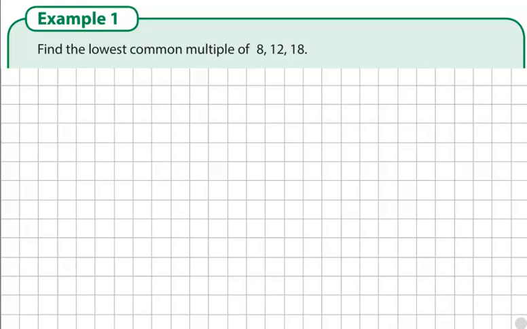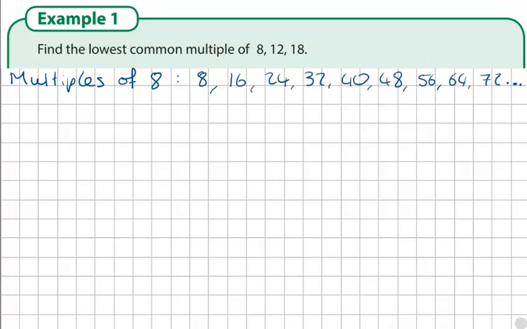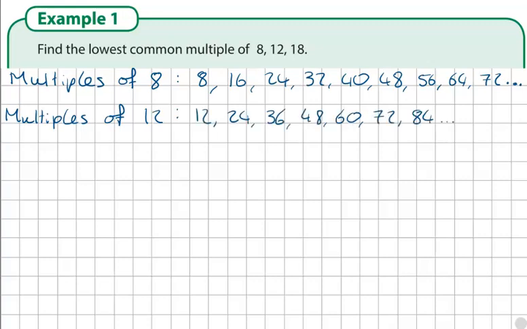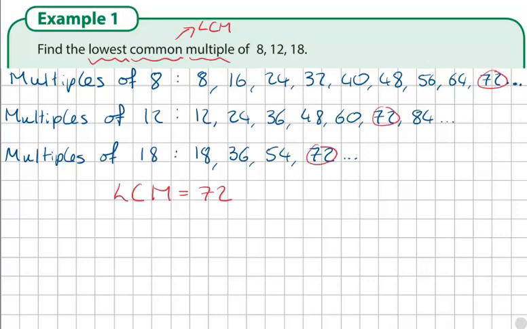So we get the multiples of 8. They are 8, 16, 24, 32, 40, 48, 56, 64, 72, indicating they go on forever. Then the multiples of 12: 12, 24, 36, 48, 60, 72, 84, and so on. And then the multiples of 18, to get these, you can start with 18 because we always start with the number itself. And then you can just use your calculator and keep adding on 18. So we get 18, 36, 54, 72, and so on. So the lowest common multiple is 72.